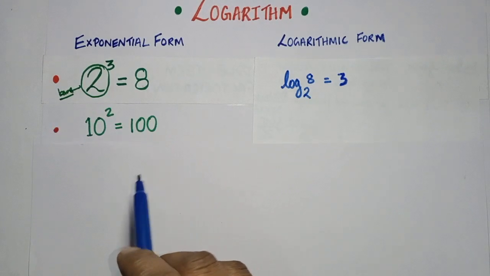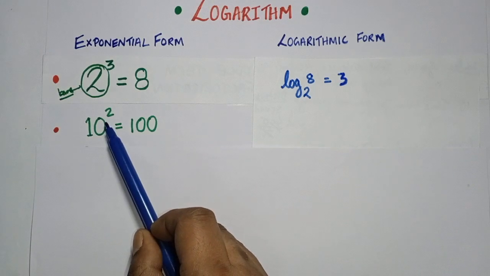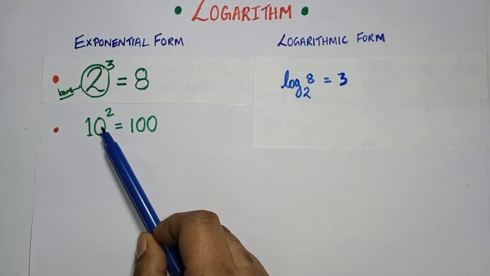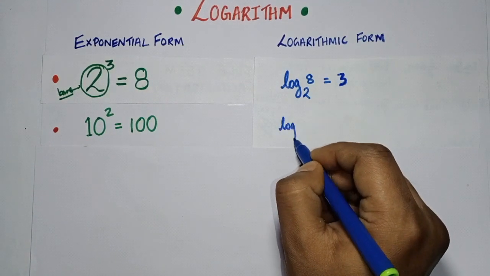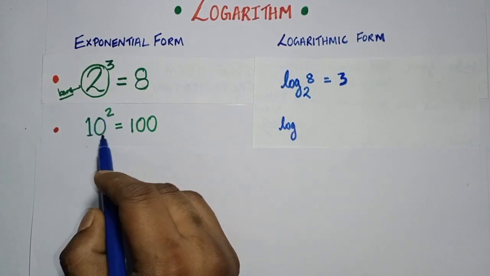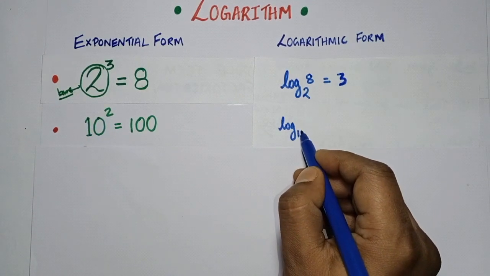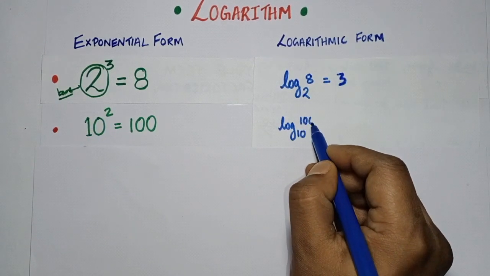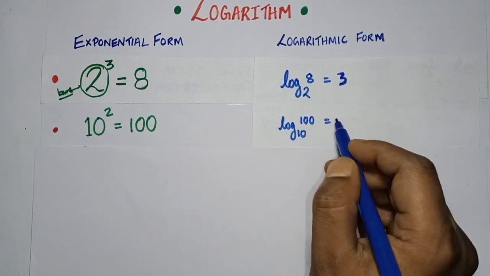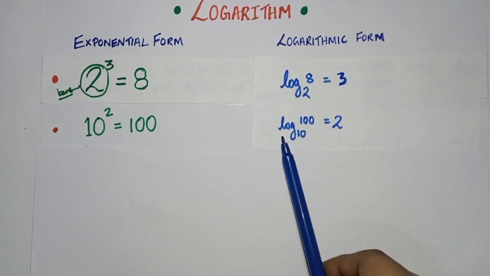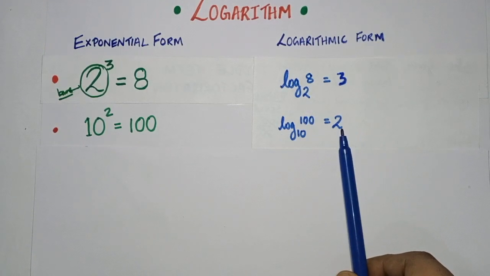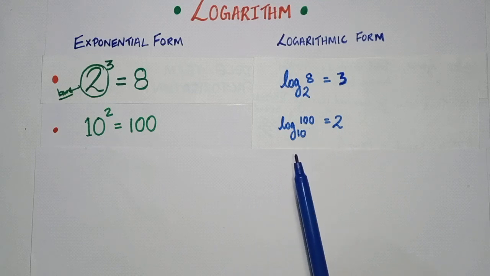Similarly, you can see here we have an example: 10 squared equals 100. 10 squared is 10 tens are 100. How can I write this? I can write this as log. This 10 is the base, so the base will come down, and this will be 100 equals how much? 2. So in calculation, if you use logarithm, the calculation is very simple. That's why people used logarithm.